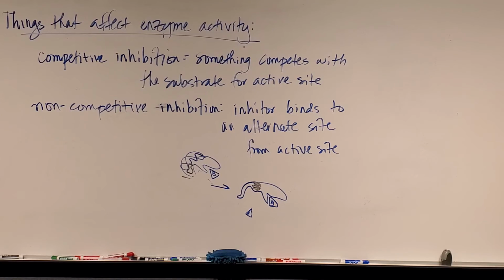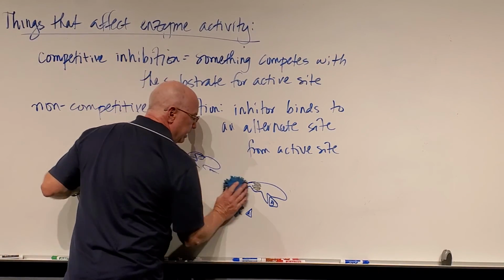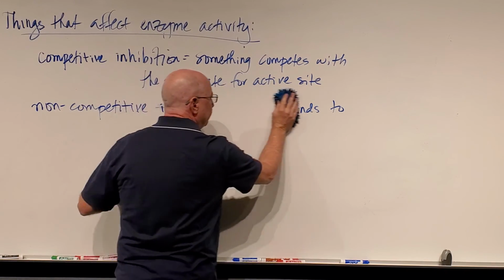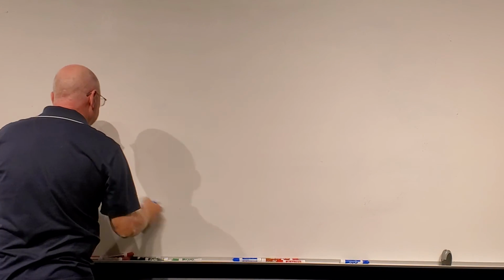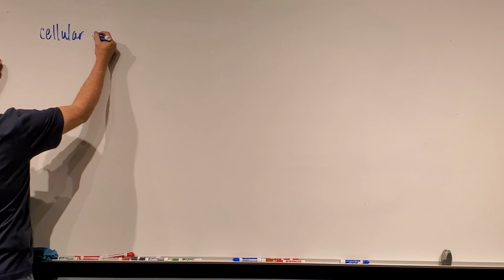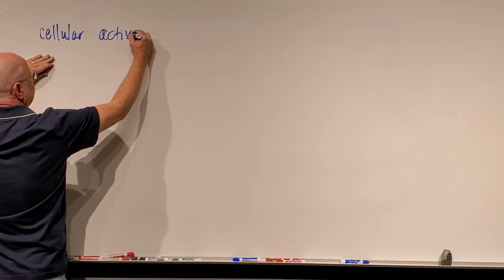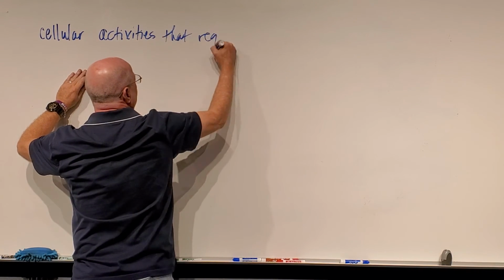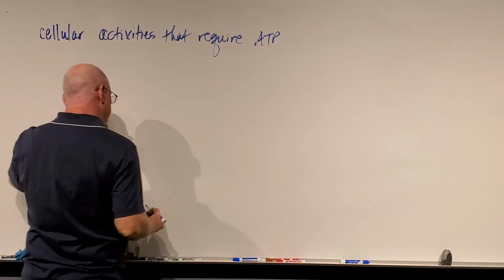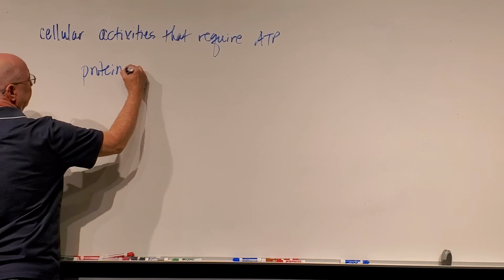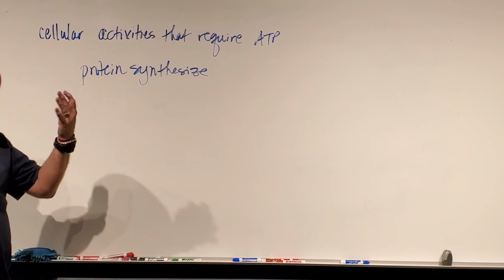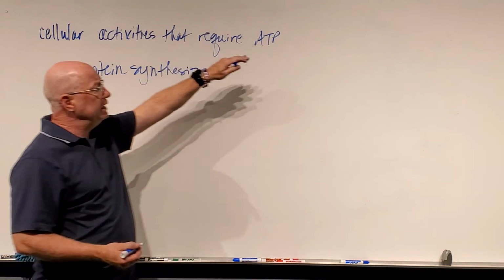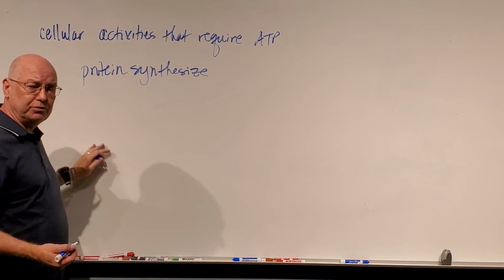Now, when we're talking about all of this, one of the reasons we're talking about some of these things is because we have to understand how we can affect microbial metabolism. Ultimately, microbes need energy to perform a number of activities. So, whether it's prokaryotic cells or eukaryotic cells, cellular activities that require ATP. Well, protein synthesis is one of them. In order to synthesize proteins, the ribosome and the tRNAs will also use energy, ATP. If I run out of ATP or I can inhibit energy production in a bacterium, I can stop protein synthesis.